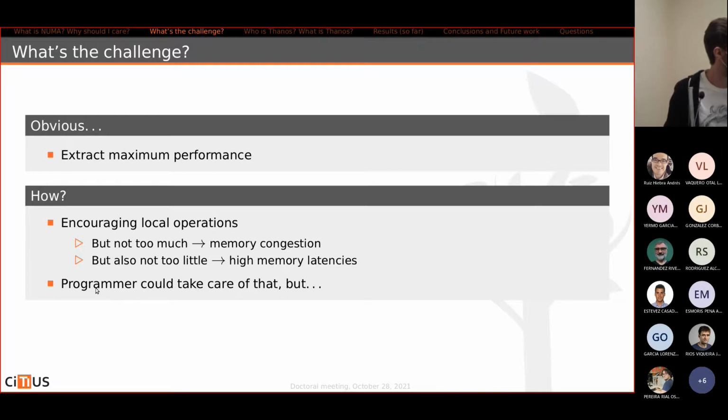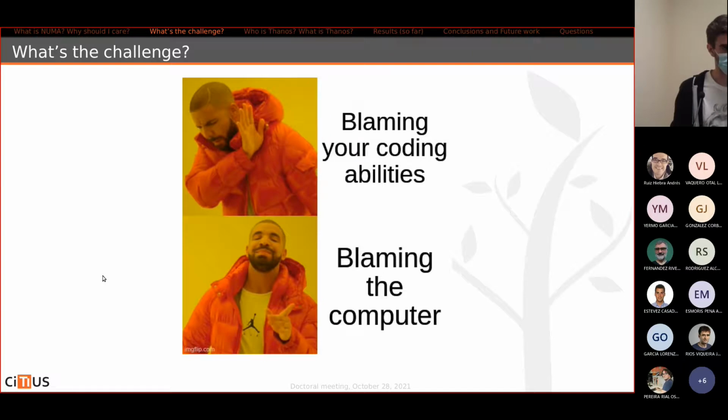So as usual, a programmer could take care of that, but let's face it, this is our attitude in this kind of situations. We would rather blame the computer over our own coding abilities.